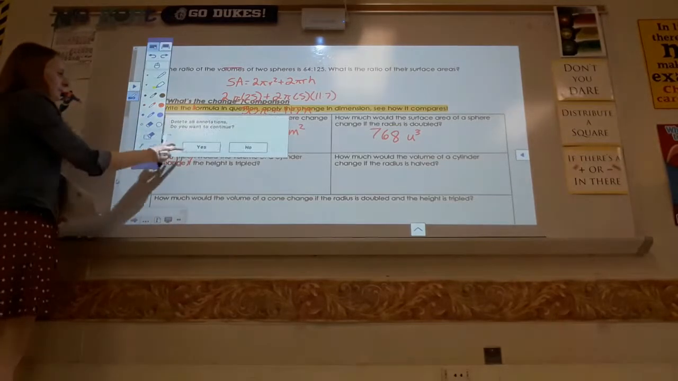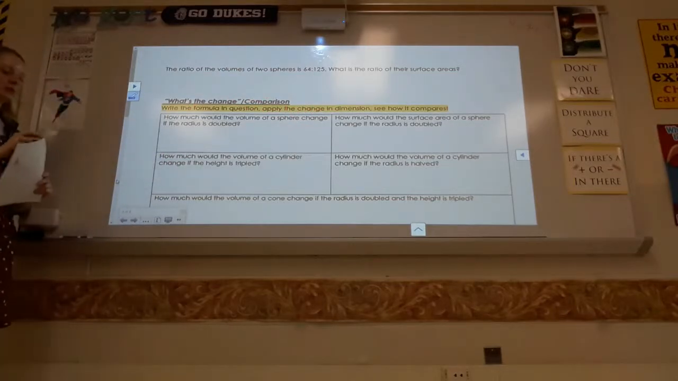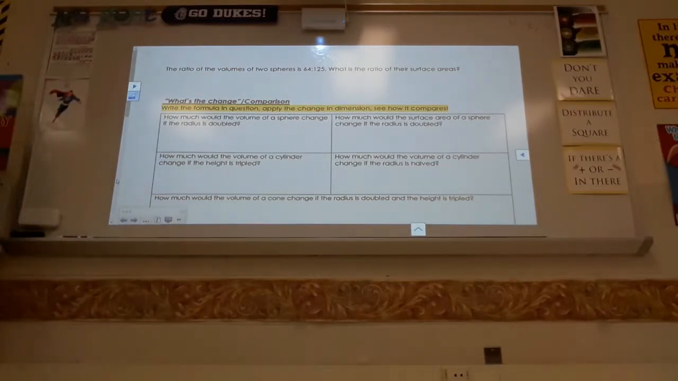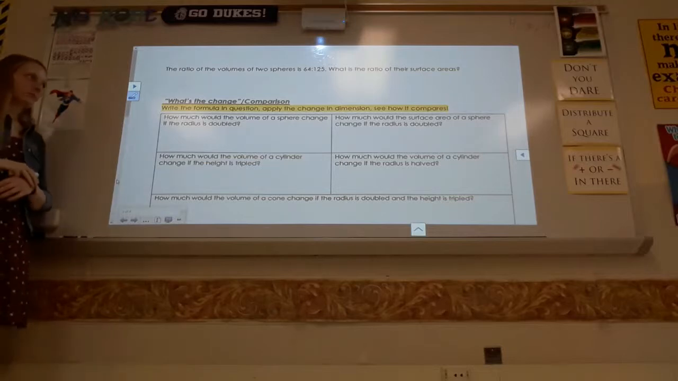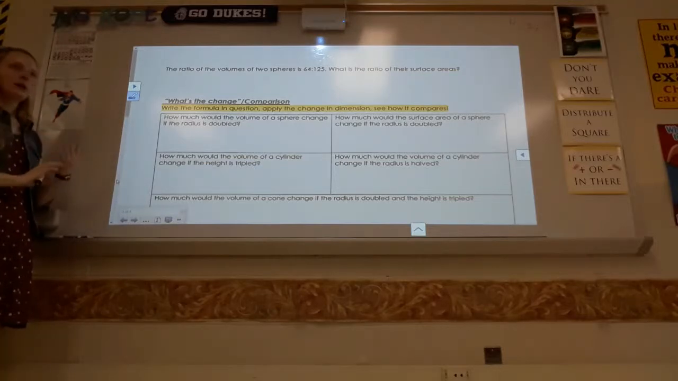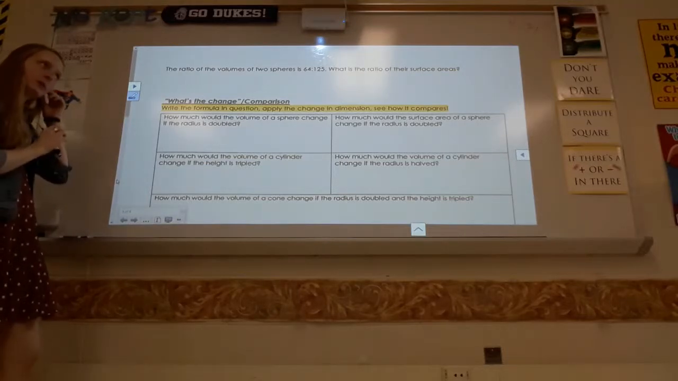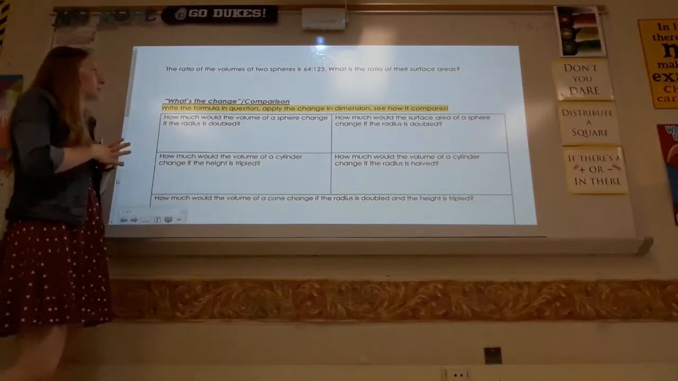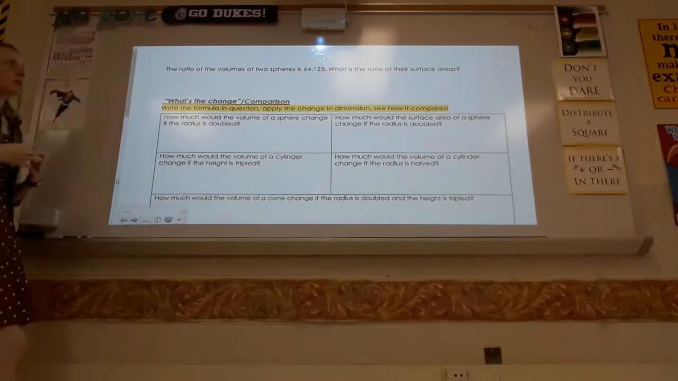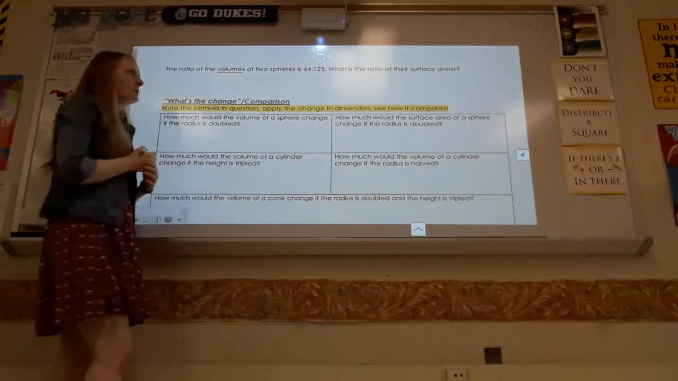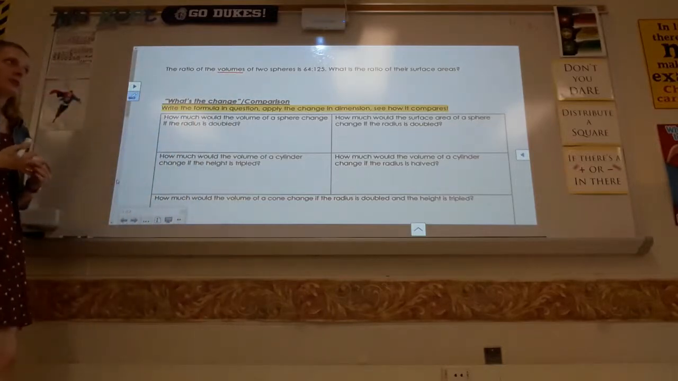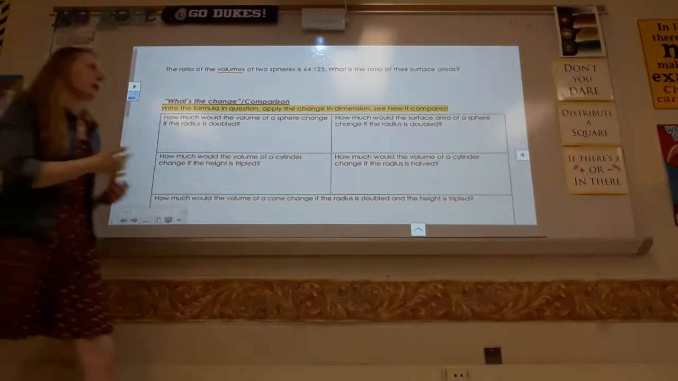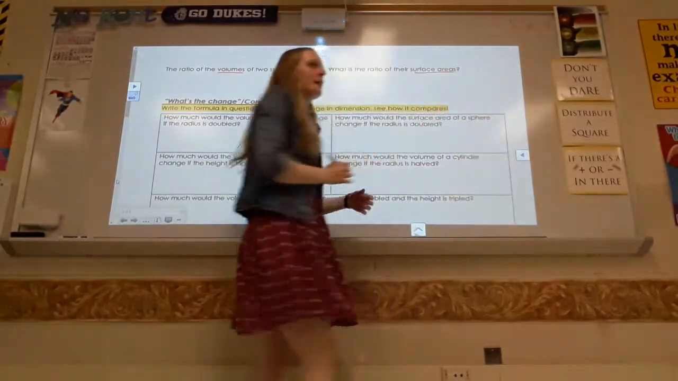Alright. Now, on the next page, we're going to be talking about things a little bit different. We're still using that idea of comparing things and talking about similarity, but we're going to work with it a little bit differently. So this first one says the ratio of the volumes of 2 spheres is 64 to 125. I want to know what the ratio of their surface areas would be.